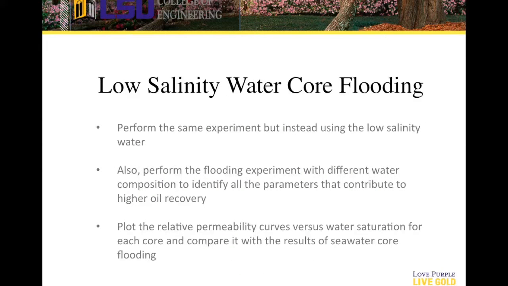The same procedure will be conducted this time using low salinity water. After developing the relative permeability versus water saturation plot for each core, we will compare the results with the seawater core flooding results. The aim of this comparison is to hopefully match our results with the simulation part of the project and reach a well-supported conclusion.